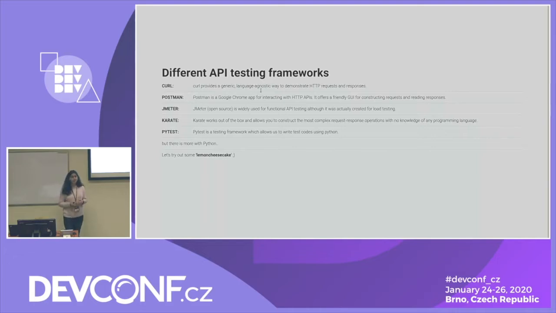Karate is a framework that works out of the box, and you don't need to have any prior programming knowledge in order to write your API tests. PyTest is a testing framework which allows you to write test codes using Python, and it's one of the very popular testing frameworks in the Python world. But there is more with Python.